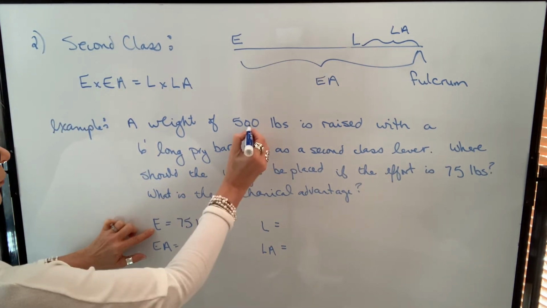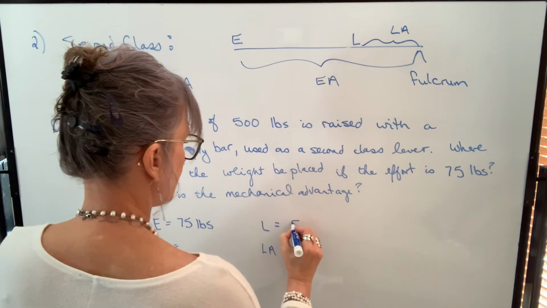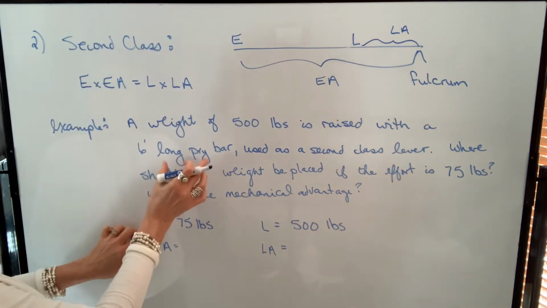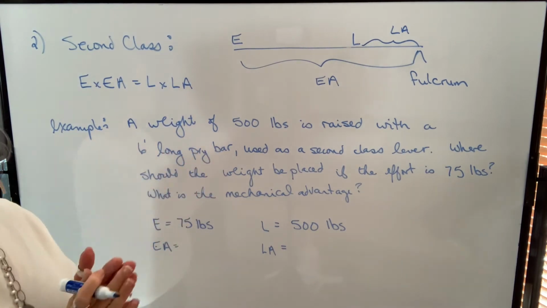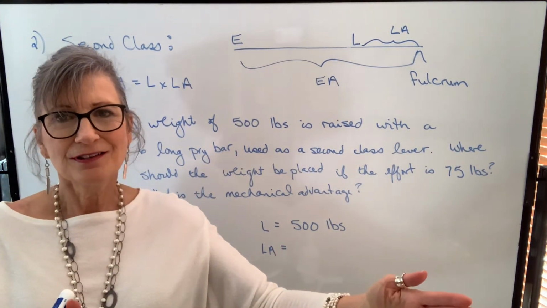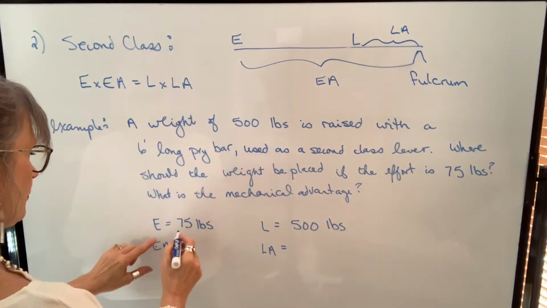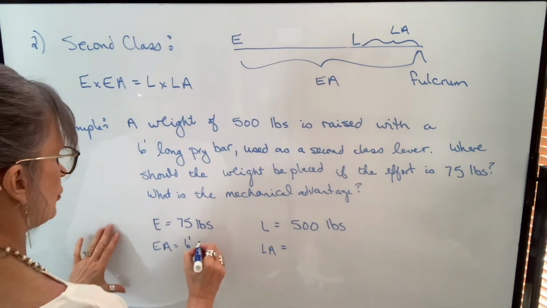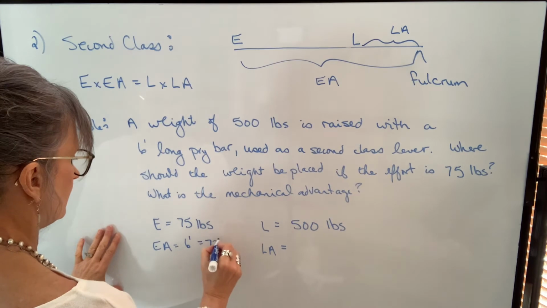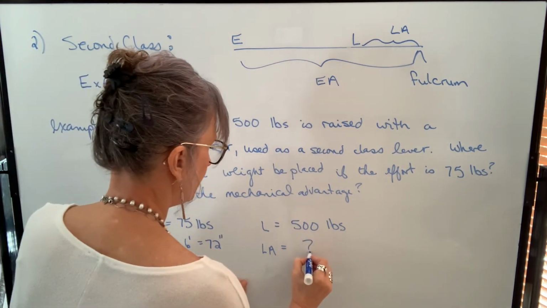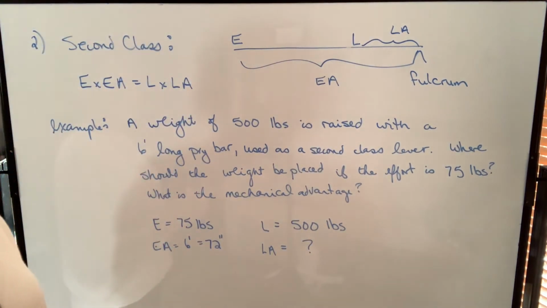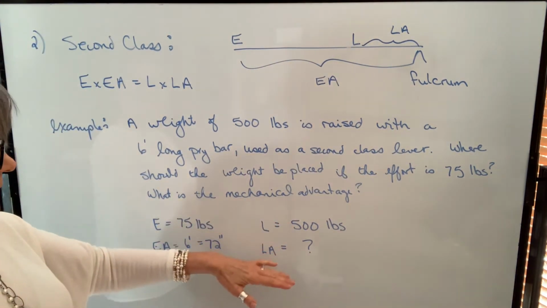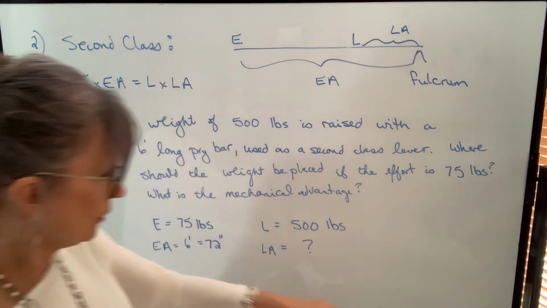We are lifting 500 pounds, so that's our load. The pry bar is 6 feet long, so that's the total of our effort arm as well. So our effort arm is 6 feet, which we might want to change to inches. And we want to find the load arm. We want to know how far that weight should be from the fulcrum. Now that we have all of those established, we set into our formula.